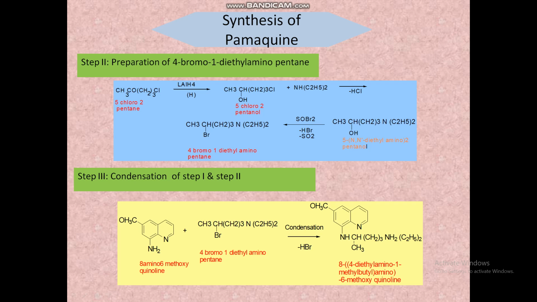Step 1 is 8-amino-6-methoxyquinoline. It is condensed with 4-bromo-1-diethylaminopentane. In the condensation reaction, hydrogen bromide is eliminated. We are getting pamaquine, that is 8-[(4-diethylamino-1-methylbutyl)amino]-6-methoxyquinoline.